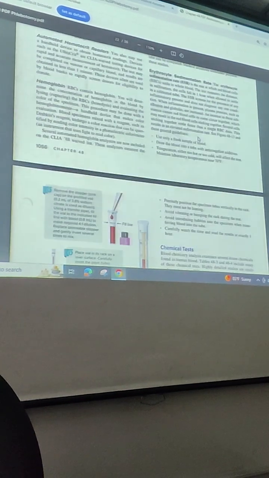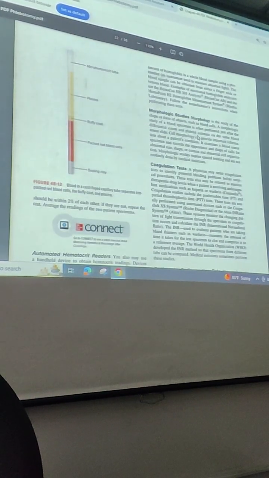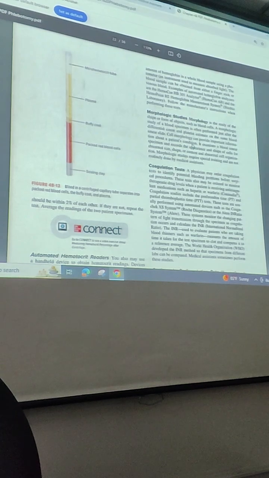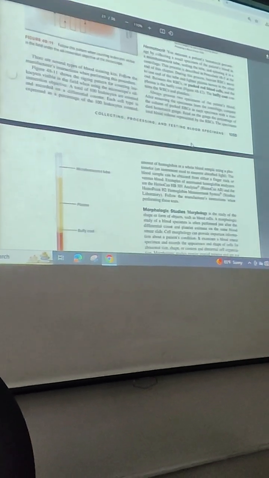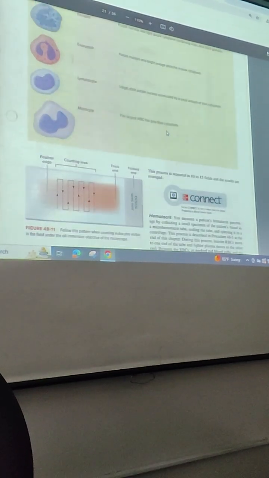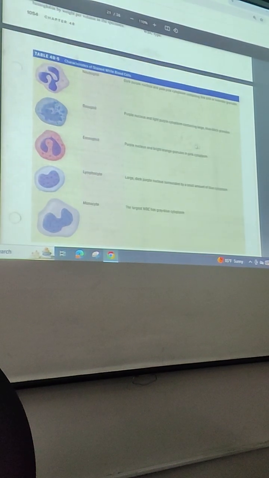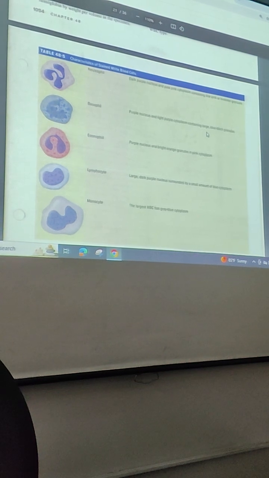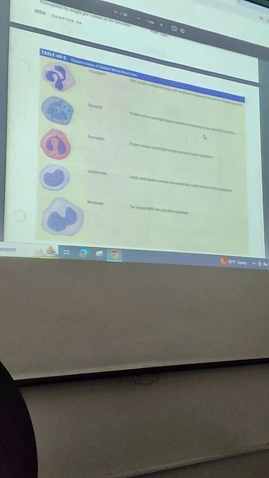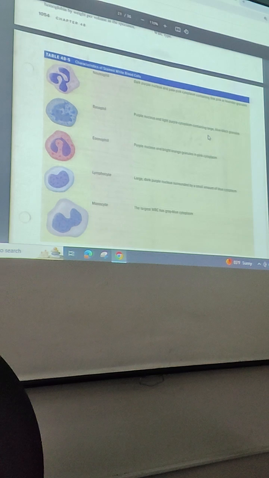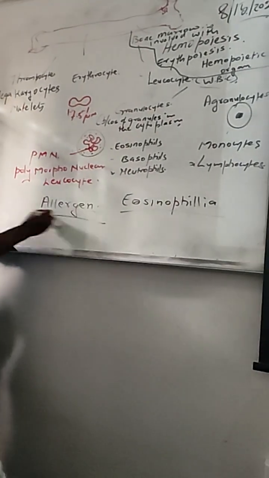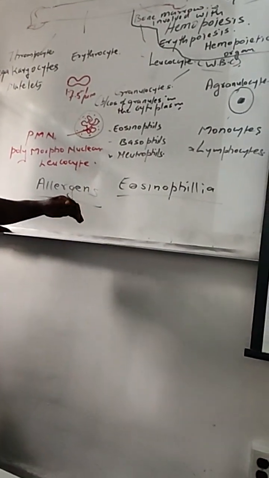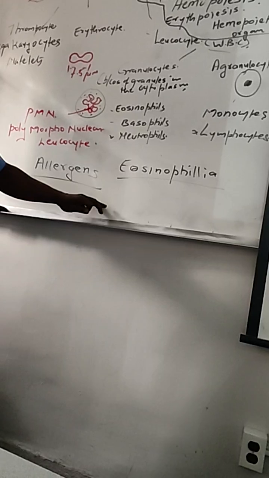But like I said, neutrophils are usually the highest. Eosinophils are like 2 to 3%. Basophils too, not too many. Basophils, like we said, are involved in allergies. They might destroy allergens. What are allergens? Allergens will cause allergies. Yeah, very good. Allergens are what cause allergies.